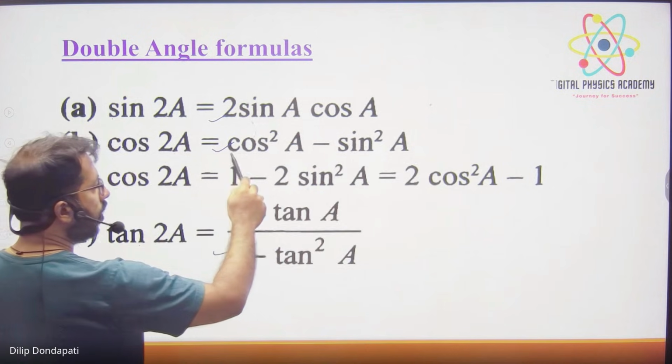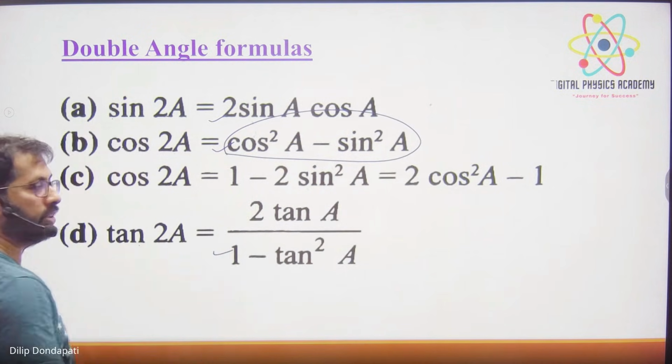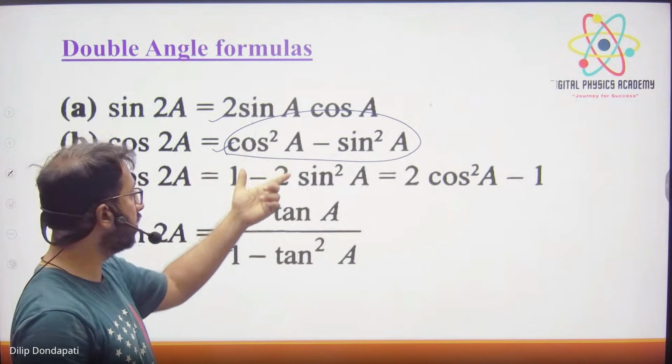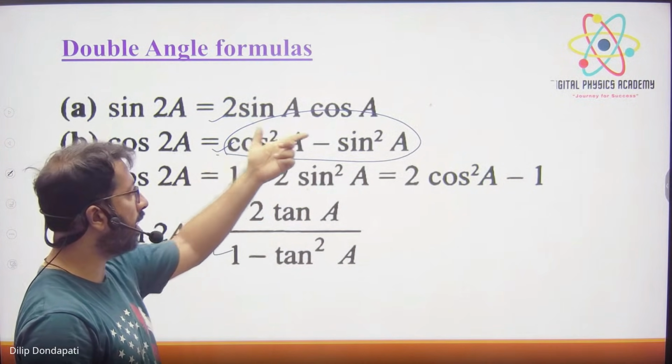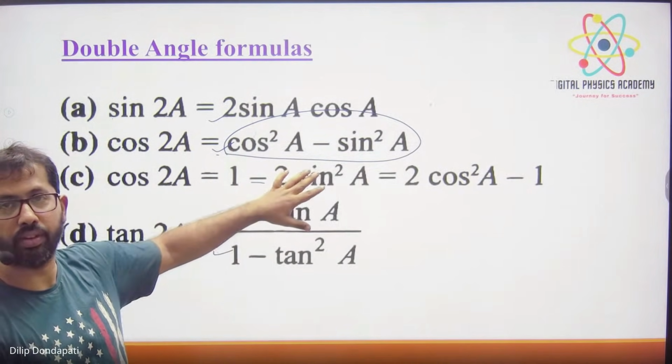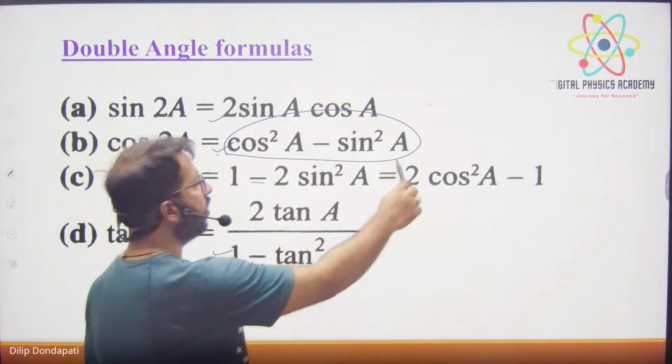Why? Because you have identities, right? 1 minus sin square theta is nothing but cos square A. So in place of cos square A, substitute 1 minus sin square A minus sin square A. So 1 minus 2 sin square A. So using identities we can convert. But try to learn these three formulas. That's it.